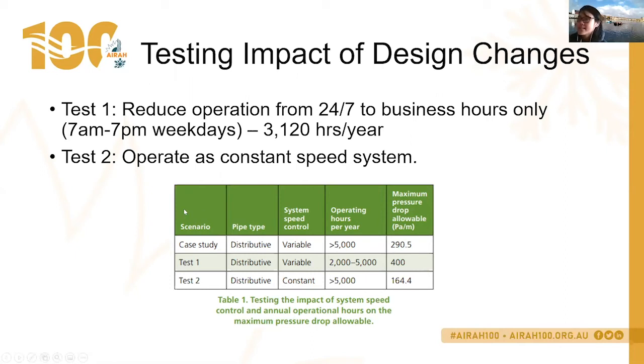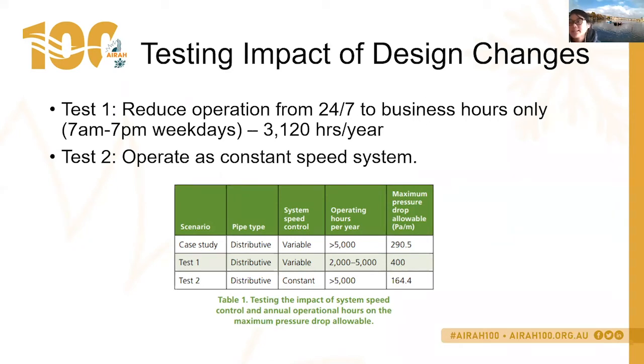So what we did here in the case study was just do a few tests to see what happens to the maximum pressure drop allowed if we made some design changes. The first test was where we reduced the operational hours to business hours only from 24/7. So we've reduced it to 3,120 hours per year. And you can see in the table that under test 1, the maximum pressure drop allowable for my system that runs fewer hours per year is now higher at 400 pascals per meter.